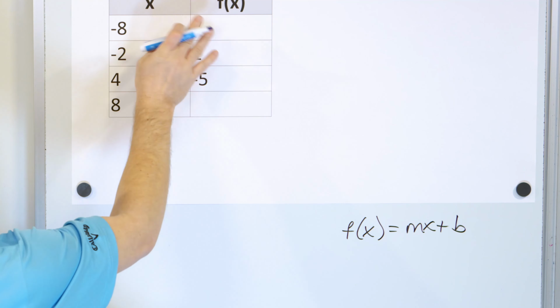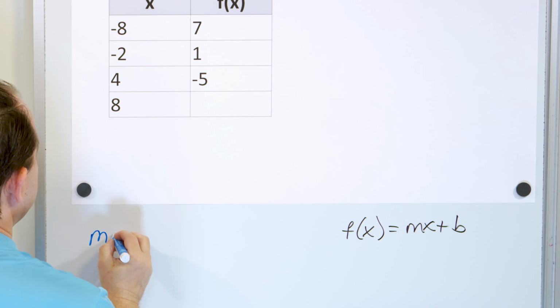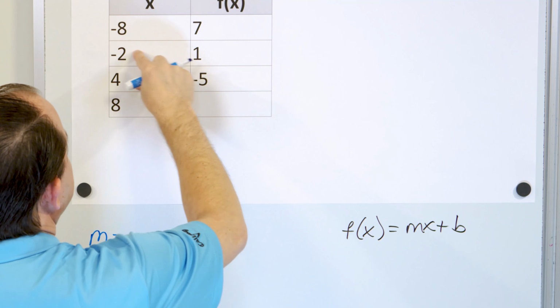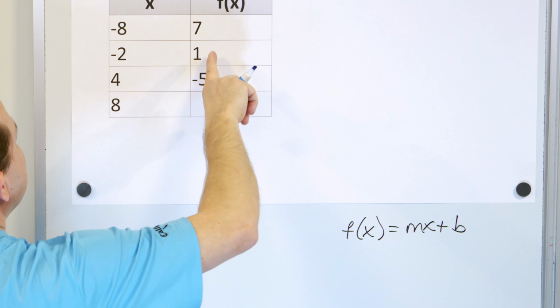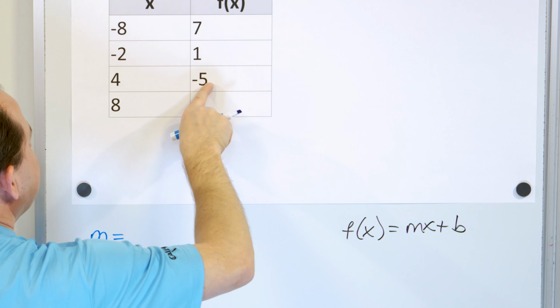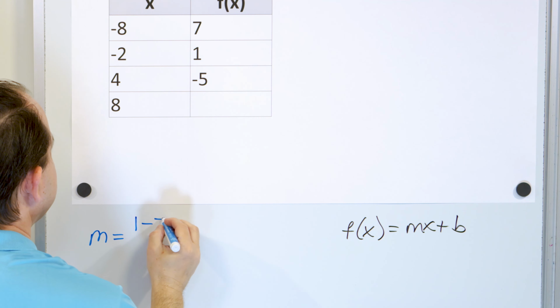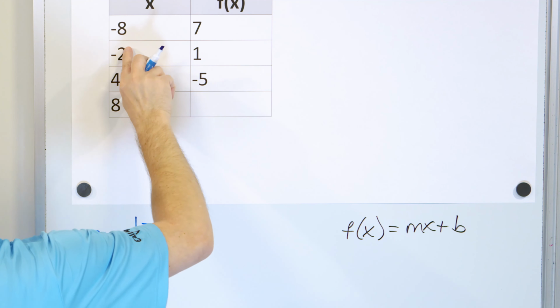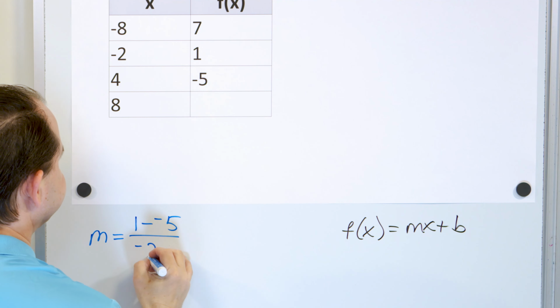So the first step is going to be to find the slope of this line. We can use any 2 points we wish. Let's use these 2 just to do something different. So we'll go this way, 1 minus -5. 1 minus -5, that's the rise. And we'll go the same way, -2 minus 4.